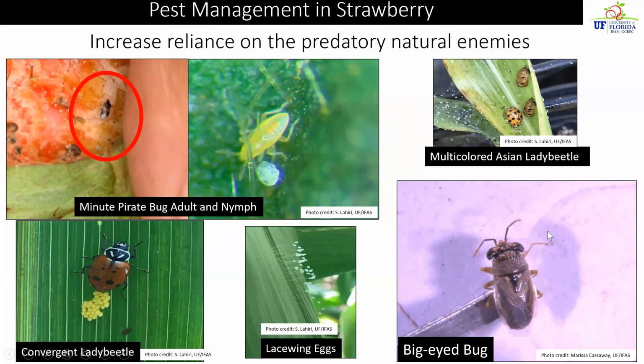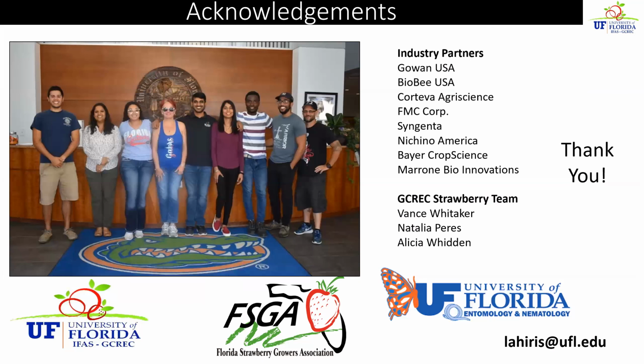There are several natural enemies present in and around the strawberry fields as shown in the slide here. Minute pirate bugs and big-eyed bugs are effective thrips predators. Also, lady beetles and lacewings are generalist predators that will feed on aphids, whiteflies, thrips, and worms. Therefore, make every effort to conserve these beneficial arthropods to avoid secondary pest outbreaks. This brings us to the end of this presentation.